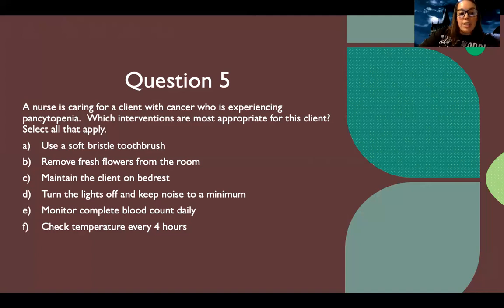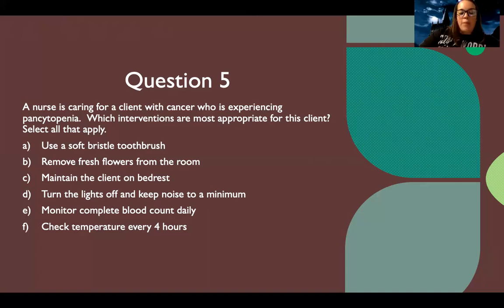Then D is turn the lights off and keep noise to a minimum. So this seems like decreasing stimulation. Now, while as a whole, a patient that has cancer may have other symptoms like nausea, or may not be feeling their best, they may be fatigued and weak. This might be a good general intervention for a cancer client, but it's not going to give them a higher chance of getting an infection. And keeping the lights off and keeping the noise to a minimum is not going to stop them from bleeding with their low platelets or change anything with their anemia. So I'm going to say also incorrect.